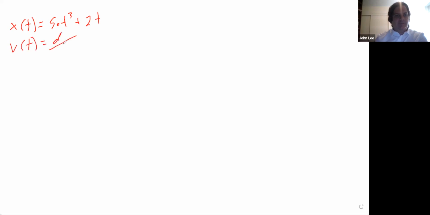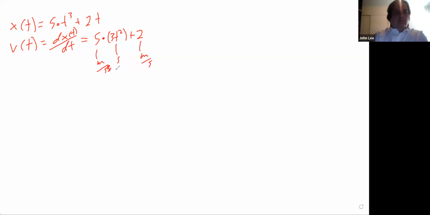So I'm just going to really quickly go over this. If you have some equation x of t equals 5 times t cubed plus 2 times t, then the velocity of this is just going to be equal to dx of t over dt, which is equal to 5 times 3t squared plus 2, where these are in units of meters per second, and then t is in units of seconds. Oh, this is meters per second cubed.